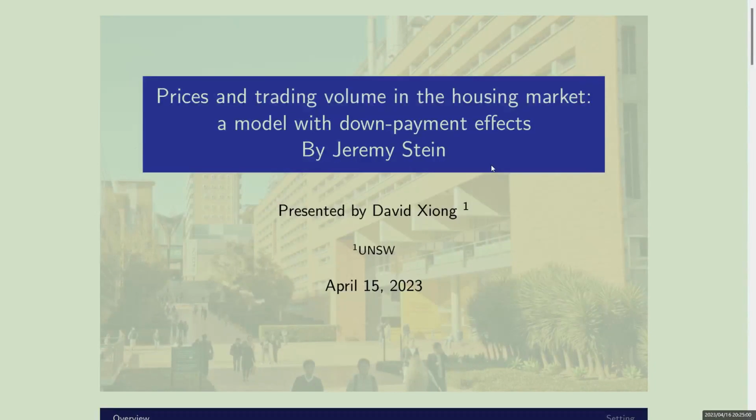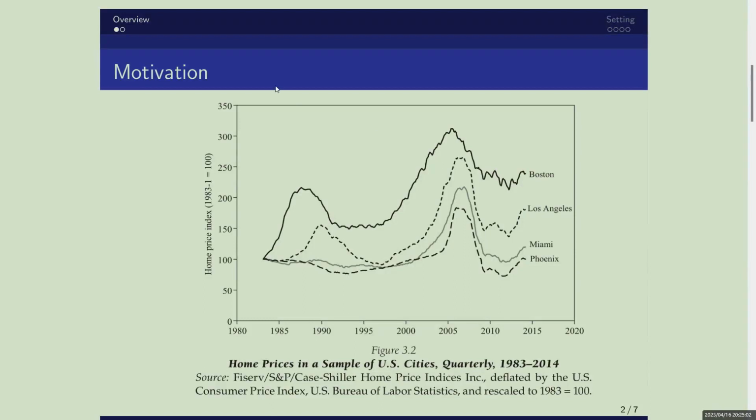Let's get started. The motivation of this paper is the fluctuations of housing prices in the US, as illustrated by the following figure. This figure contains the information on home prices in a sample of US cities, including Boston, LA, Miami, and Phoenix, from 1983 to 2014, where the vertical axis refers to the home price index and the year 1983 is the base year.